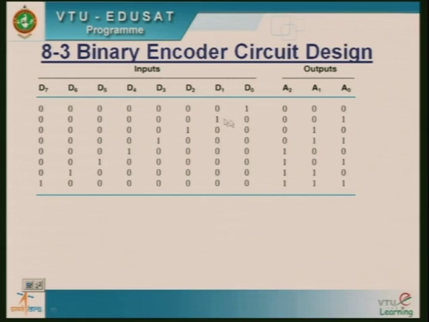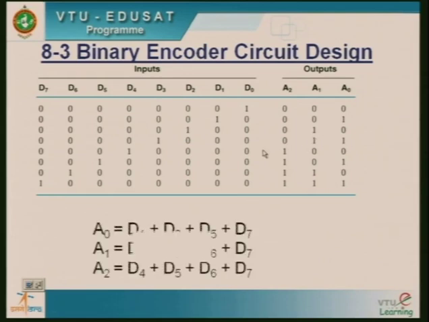You can see here, out of these 8 lines, if the D0 line is high, I will be getting the code 0, 0, 0. If the D1 line is high, I will be getting the 0, 0, 1 code. If D2 is high, I will be getting the 0, 1, 0 code. Similarly, I will be getting different codes for all the combinations. So for each of these outputs I can write the equations.